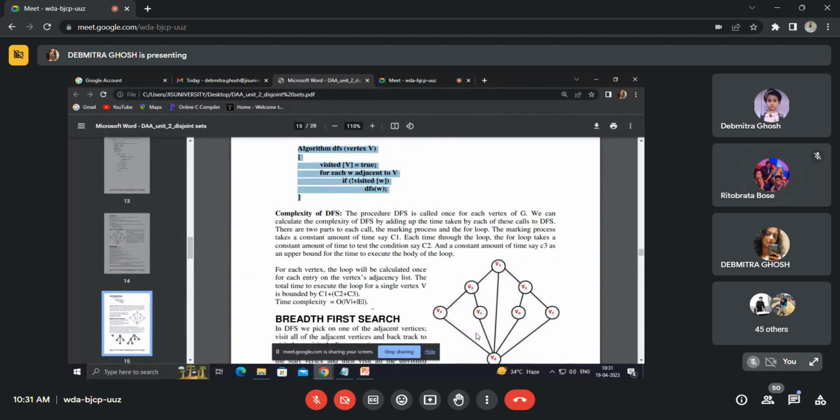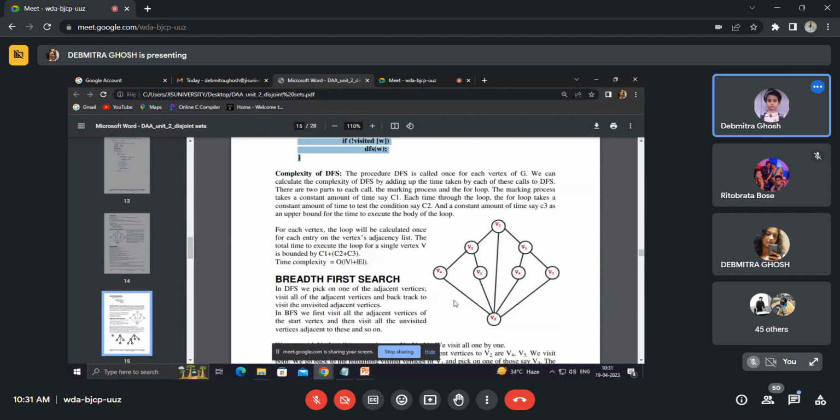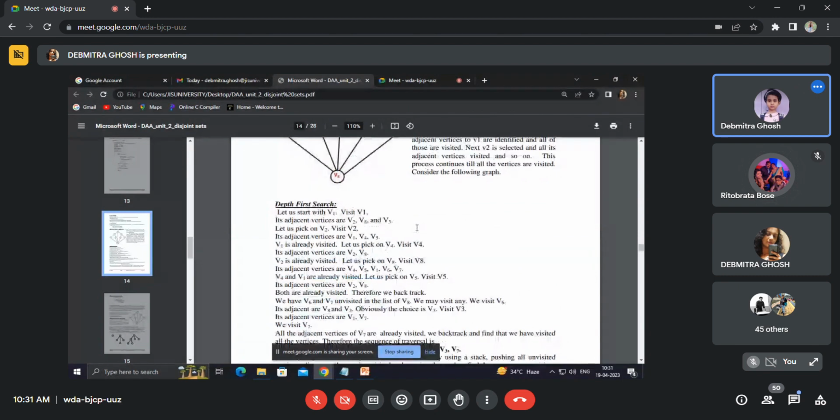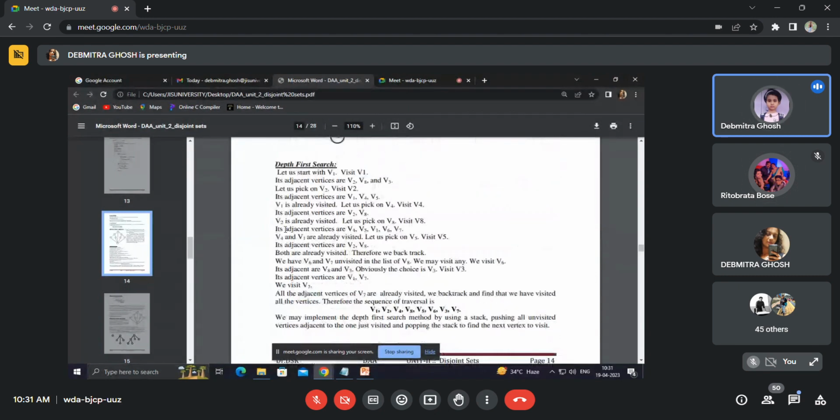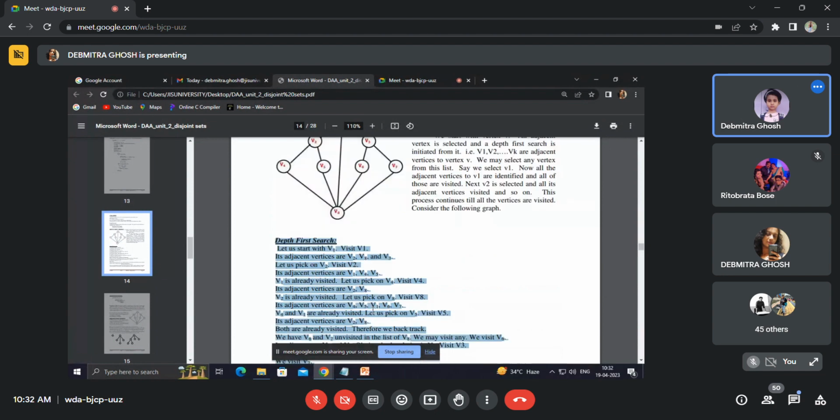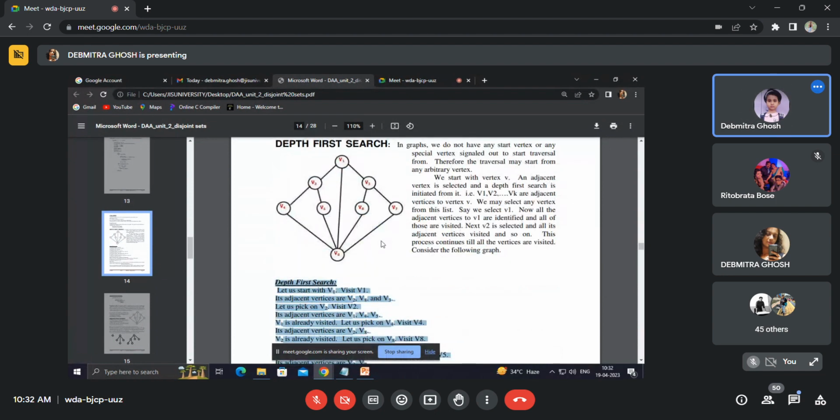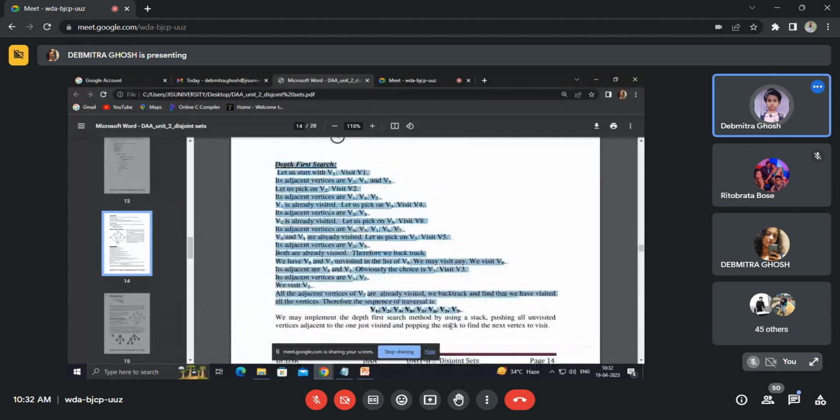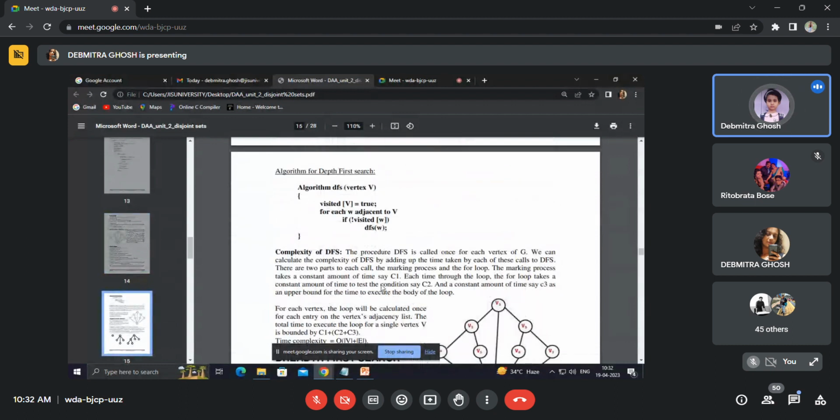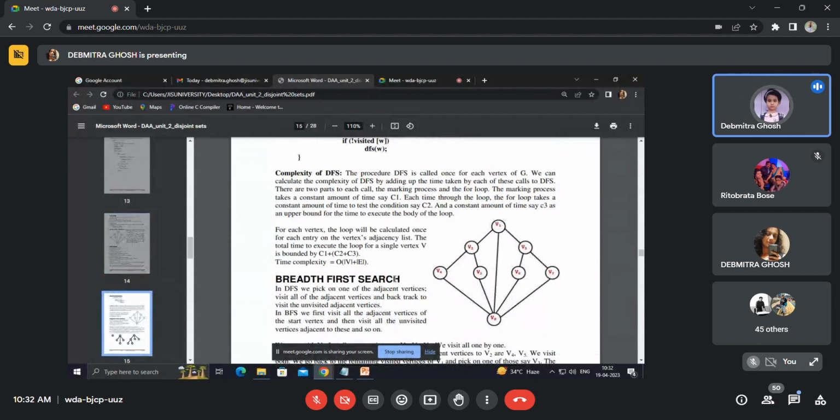Have you written how the traversing is happening? You have written this part. With this graph, you need to write this traversing part, the algorithm, and the time complexity. Have you completed writing all this?